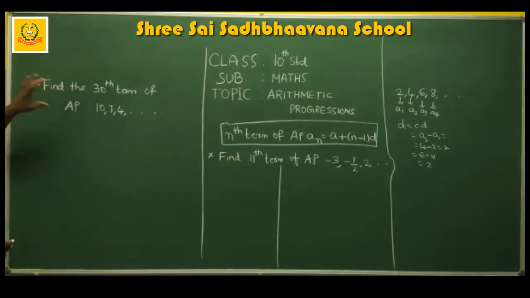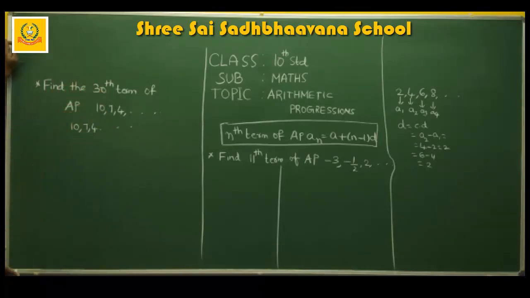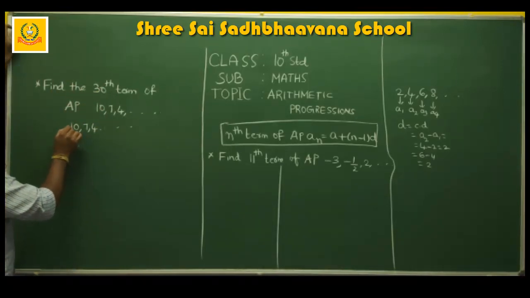Find the 30th term of the AP. So first write down the given AP. First step, we have to write the given AP. What is given? The AP, right. Now, in this, what is the first term? The first term is 10. This is the first term.